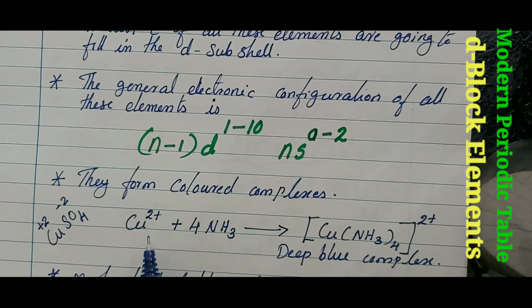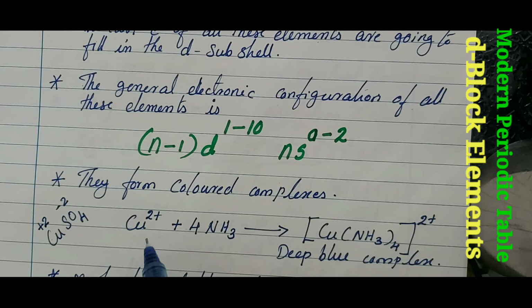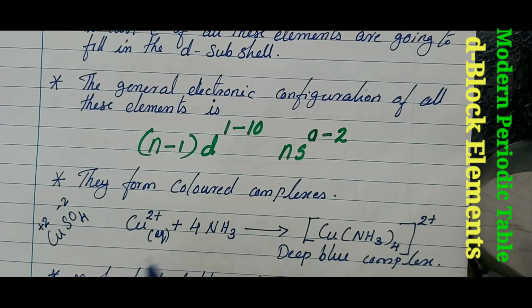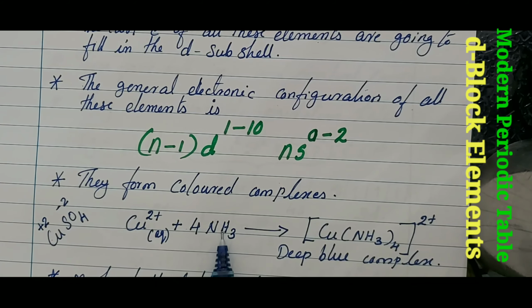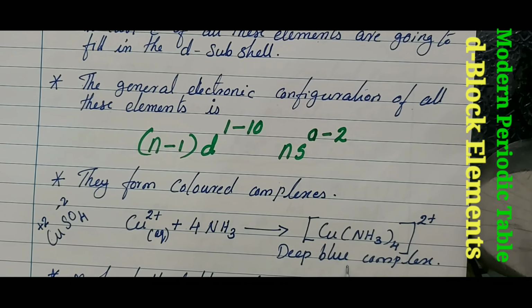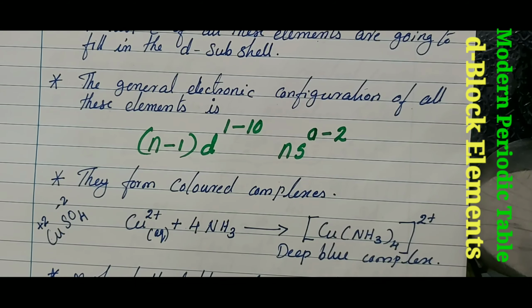So I am taking copper sulfate solution here, an aqueous solution of copper sulfate. Then it's treated with ammonia solution. You will get this particular complex. Look here, what is its color? Deep blue color complex. It's a beautiful blue. Okay, so transition elements or D-block elements can form complexes. Most of the complexes have characteristic colors.